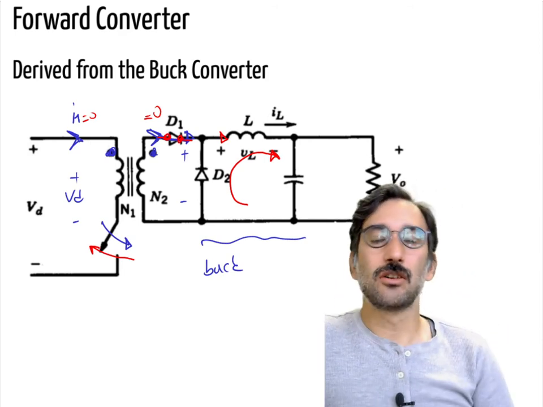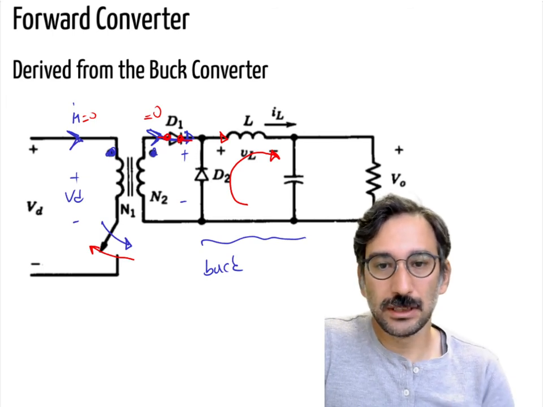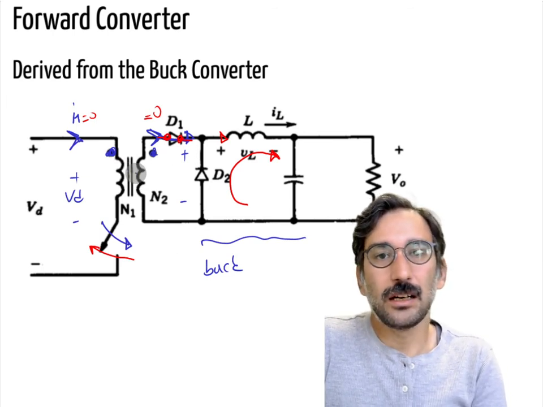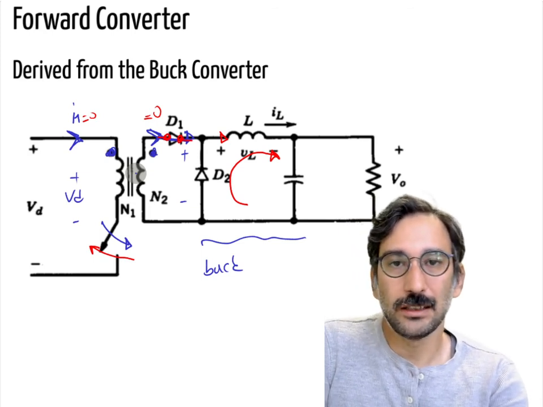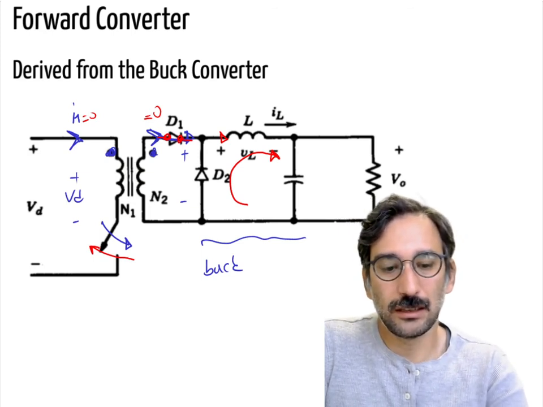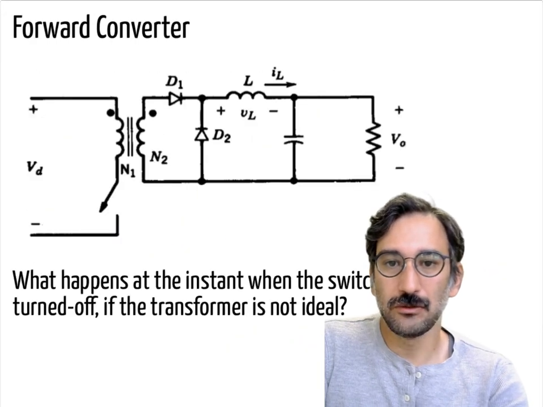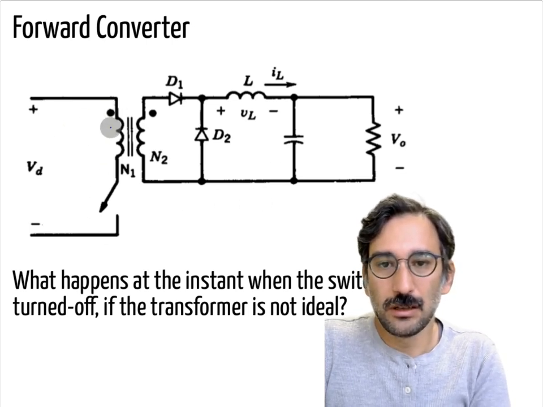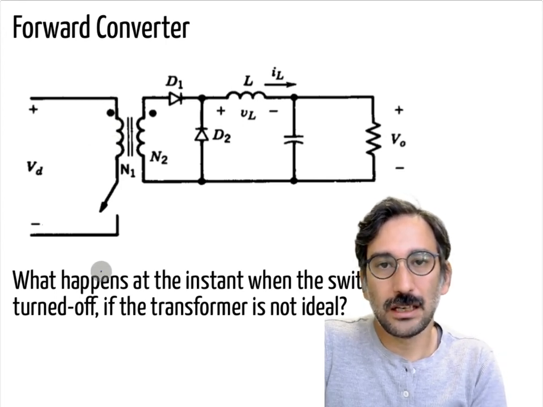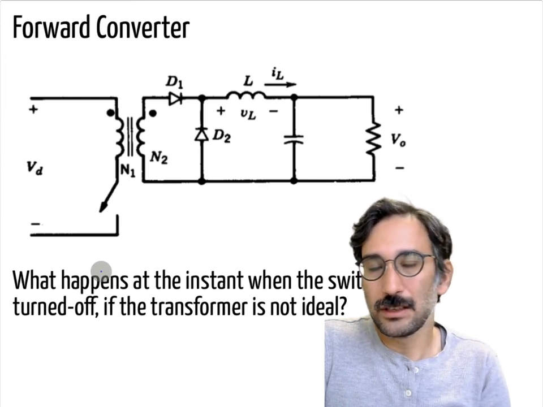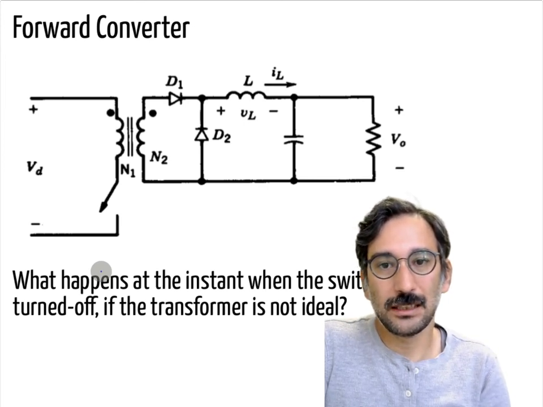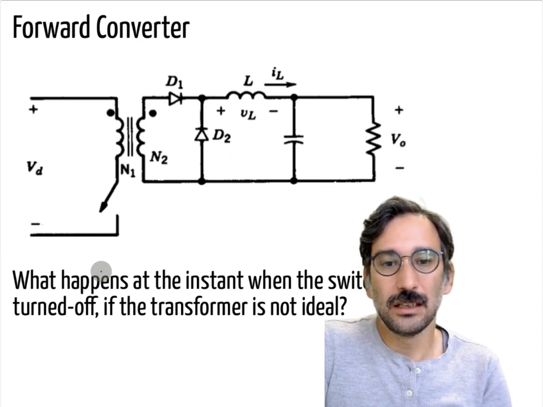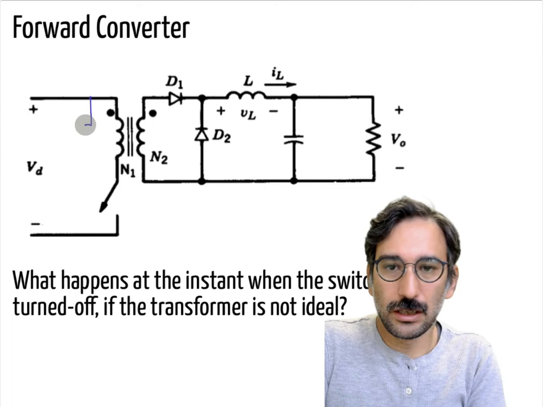Unfortunately, the converter is not that simple, because we don't have an ideal transformer. We have other components, and those components can create a couple of problems in the forward converter. So let's have a look at what happens. It's the same converter, but what happens if our transformer is not ideal, so that it has resistive components and, more importantly, magnetizing inductance LM, which we discussed in the flyback converter. So here you have the LM as well.